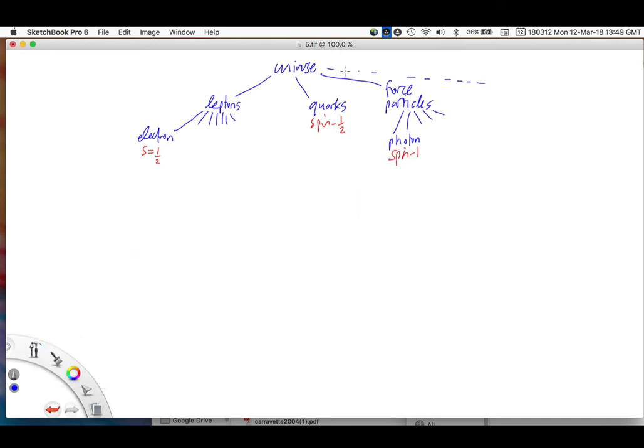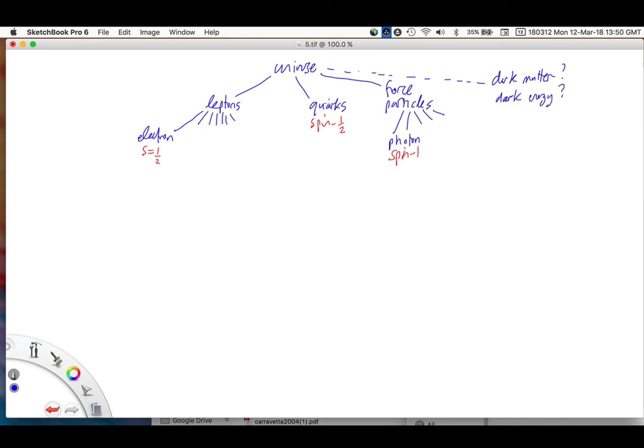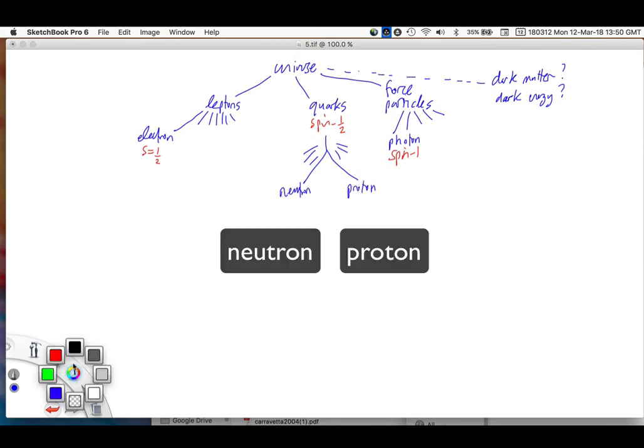Current thinking is that there's also other things in the universe which at the moment are very poorly understood and which go under the name of dark matter and dark energy. So the quarks have spin 1/2, and the quarks combine to make two other important particles. In fact, they combine to make a whole host of many other particles, but the ones which are of most importance for us are called the neutron and the proton. And these are also spin 1/2.